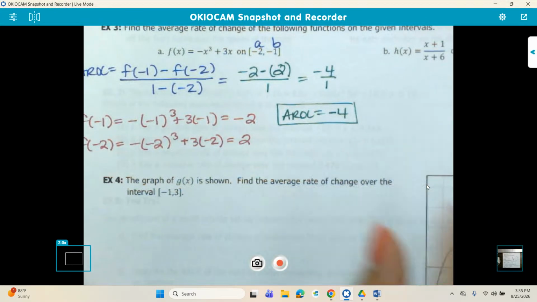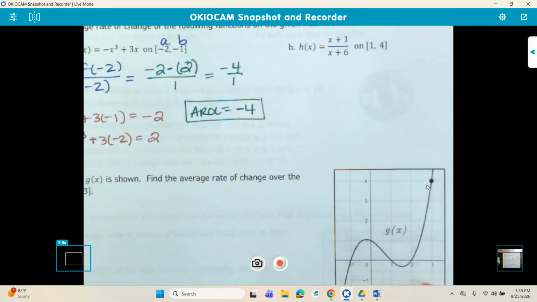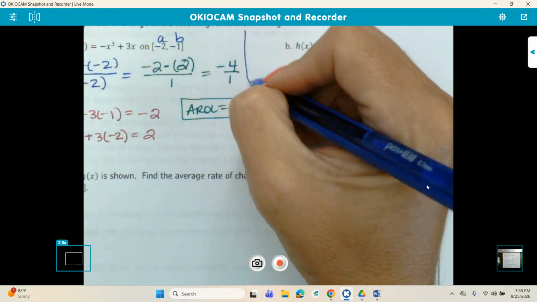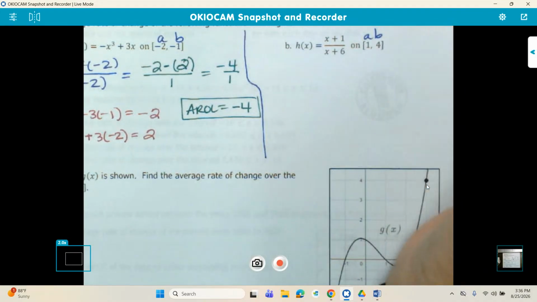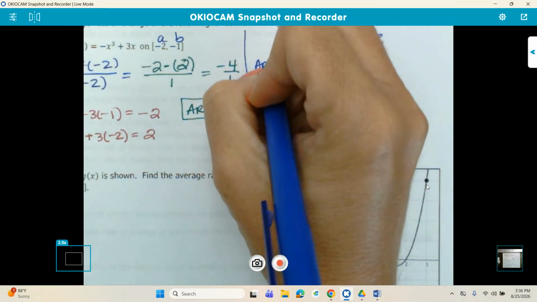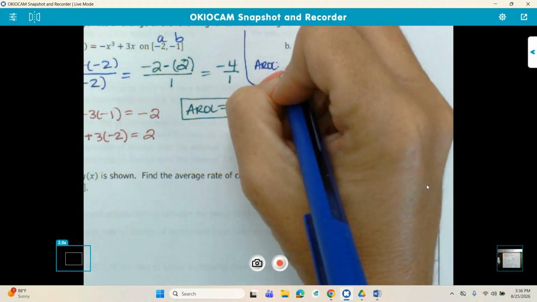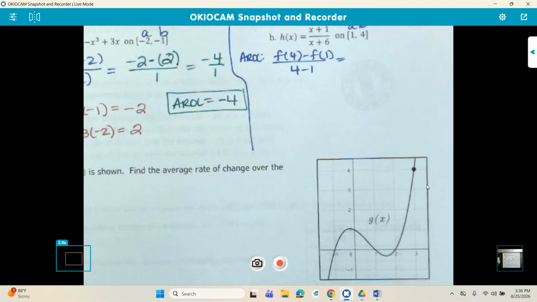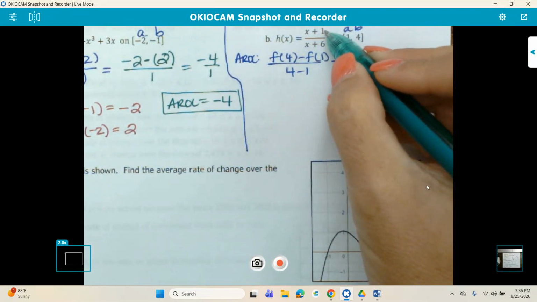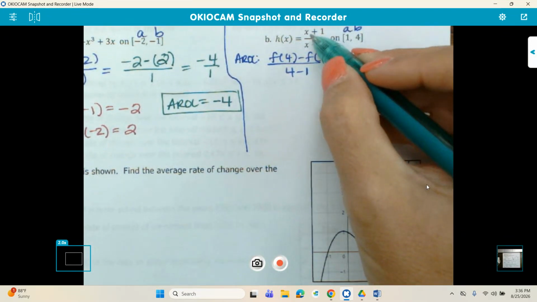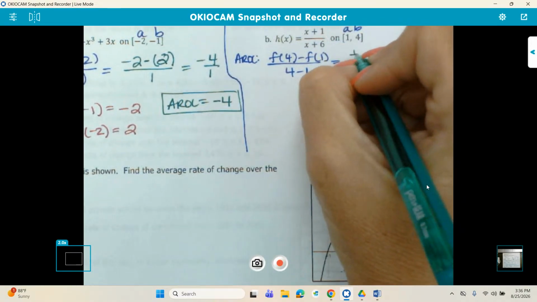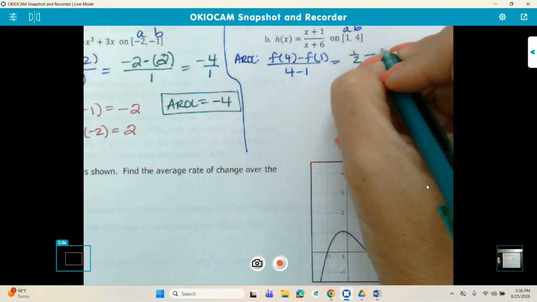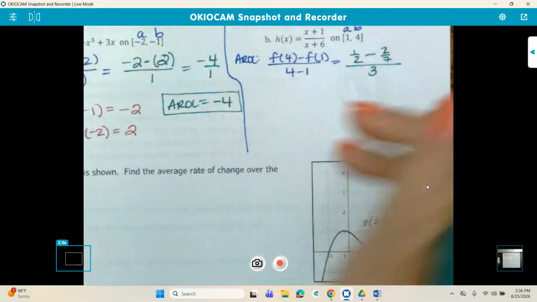Okay, all right, so A right here was negative 4. All right, so now let's go to letter B. Okay, so again, this is our A and our B. We're still using the same formula. I'm not going to write out all the work here this time. I'll just talk through it. So our AROC would be f of 4 minus f of 1 over 4 minus 1. So if I plug in 4 here, 4 plus 1 is 5, 4 plus 6 is 10, 5 over 10 is 1/2, minus 1 plus 1 is 2, 1 plus 6 is 7, so minus 2 over 7, and then 4 minus 1 is 3.